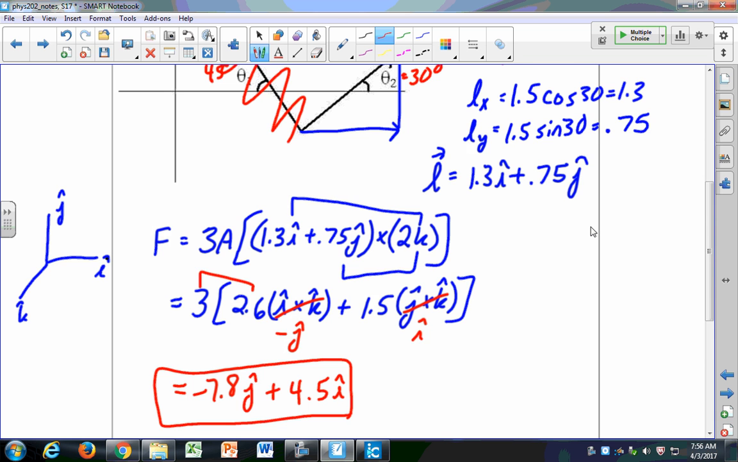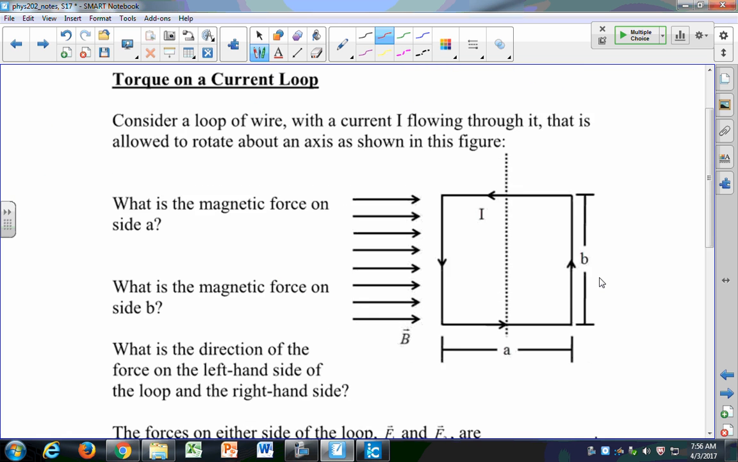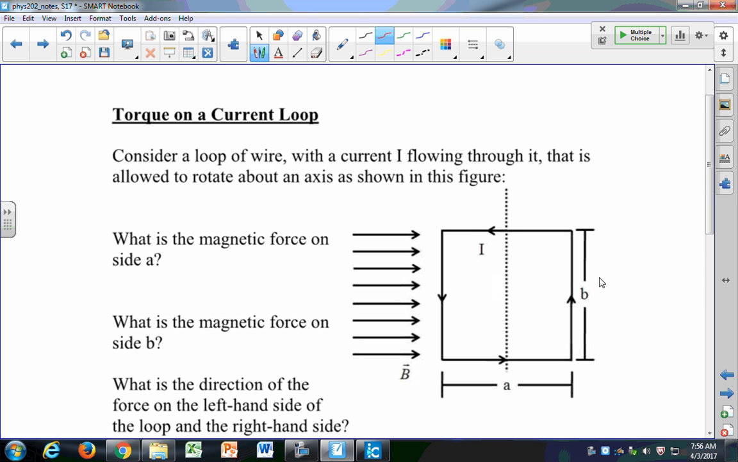All right. Let's look at torque on a current loop, moving into electric motors and generators. May I move down from here? All right. So if I have a loop of wire, it will experience a force. So here I have this loop of wire. It has a current moving through it in this direction, in a counterclockwise direction. And my magnetic field is in the positive I direction.